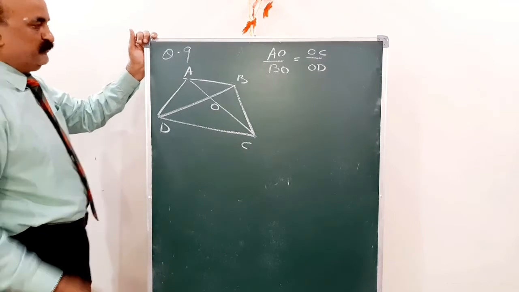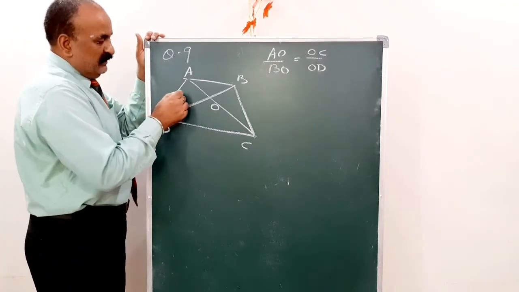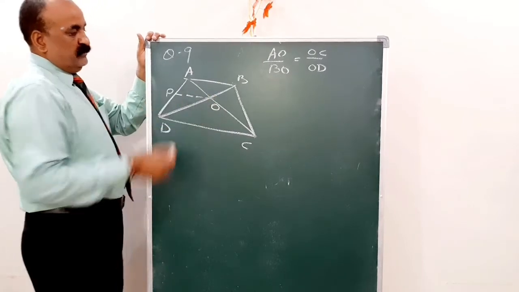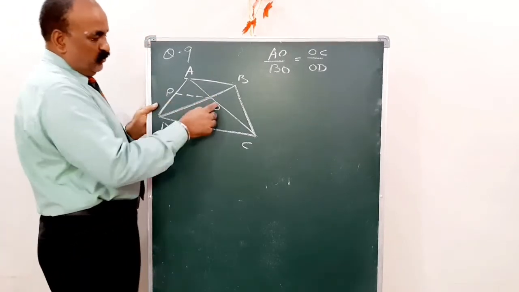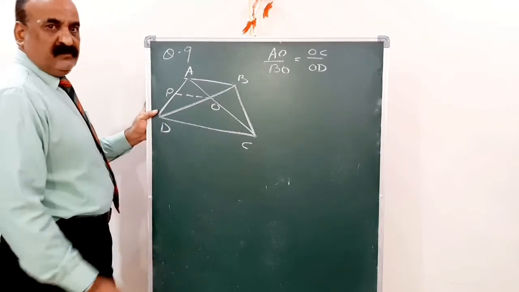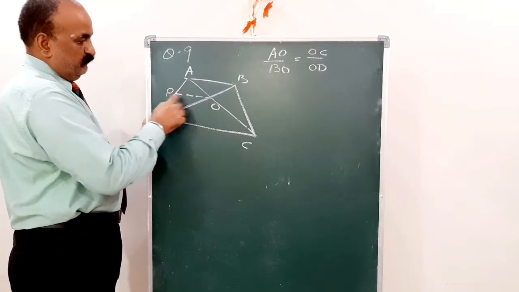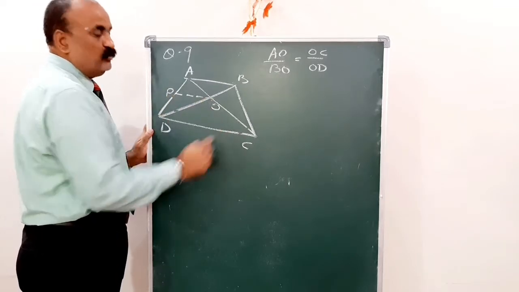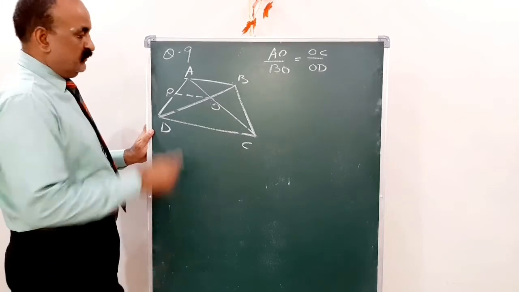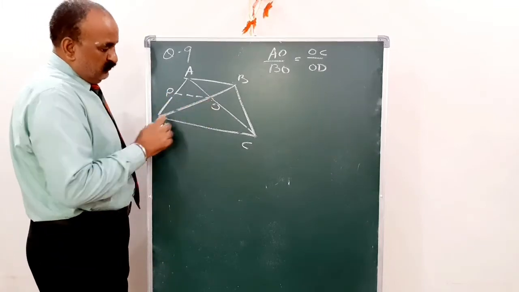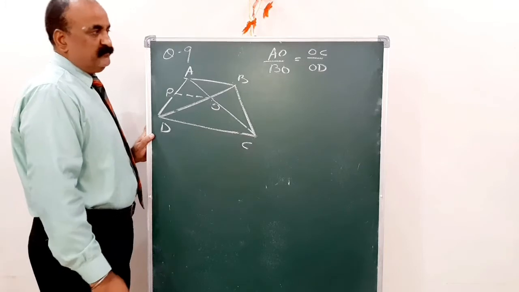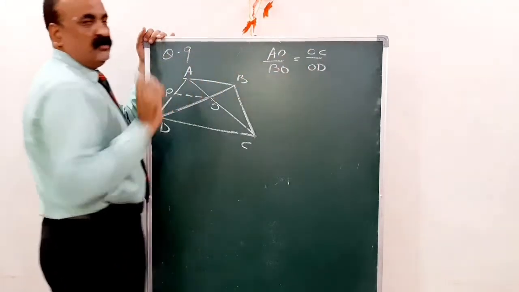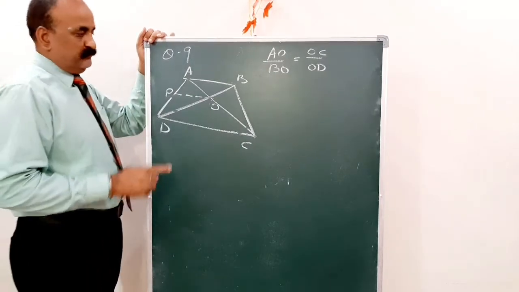Let us see how to prove. First, you draw a line PO parallel to DC. This is construction. Draw a line PO parallel to DC. Now, what you have to show? AO upon BO is equal to OC upon OD. Let us see how to prove.